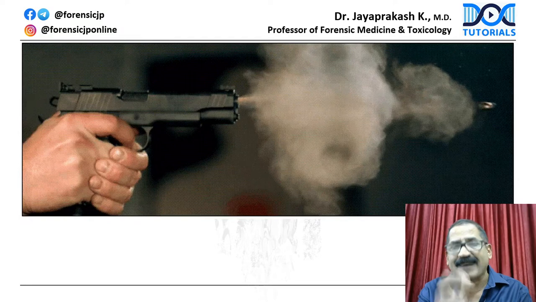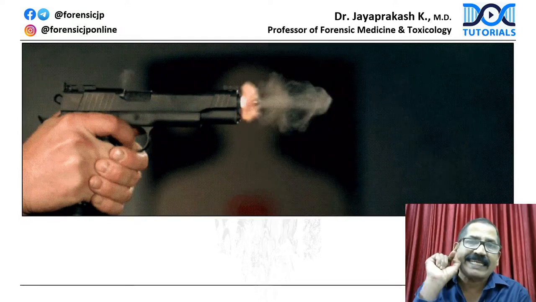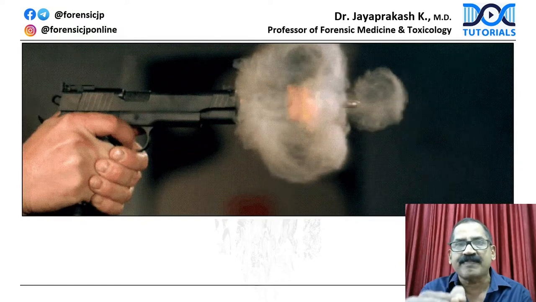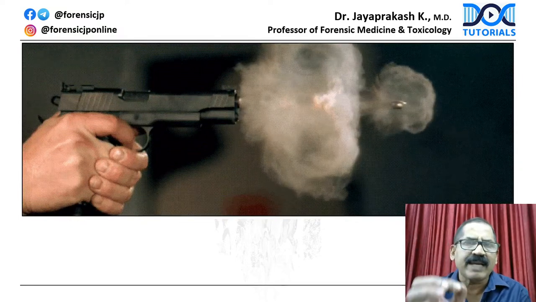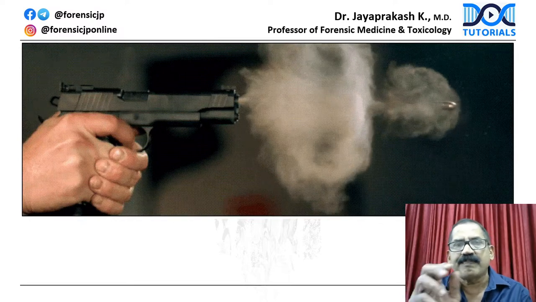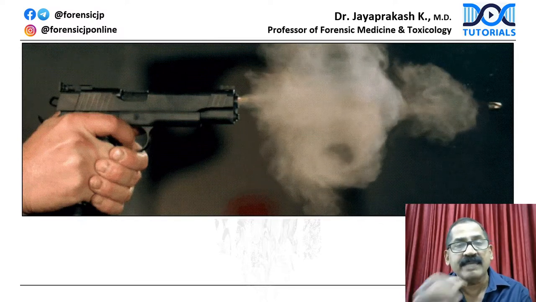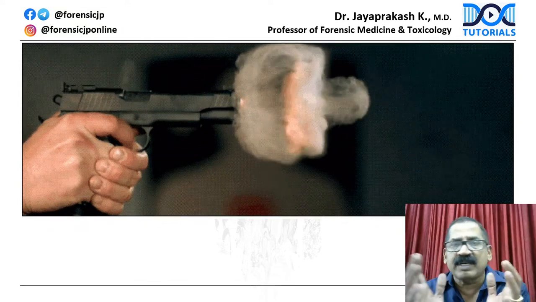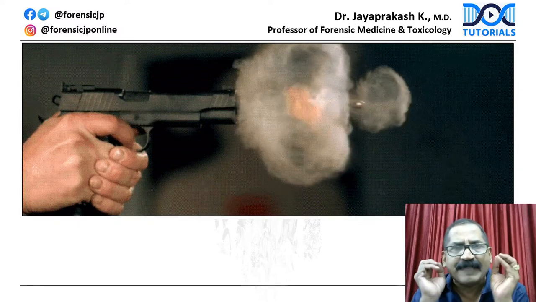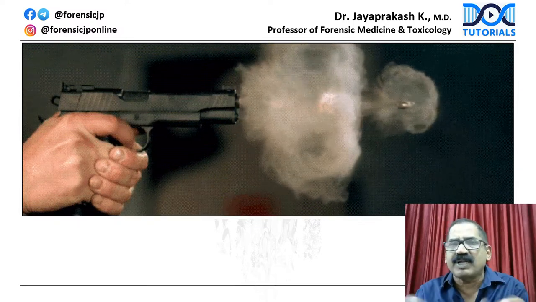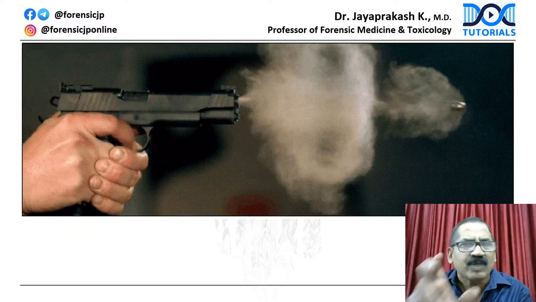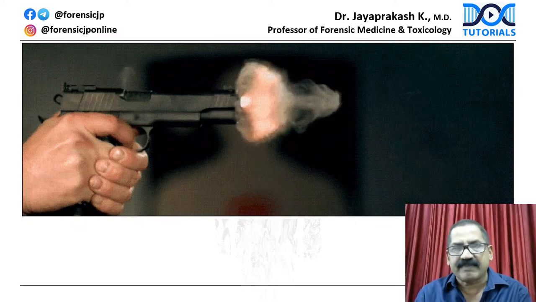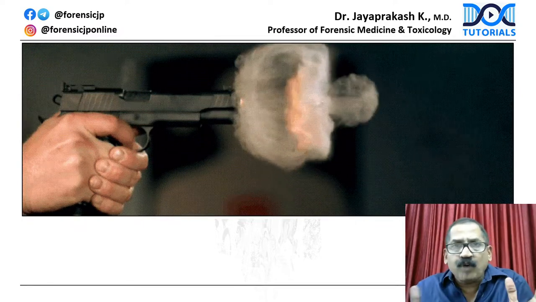When the trigger is pressed, the firing pin hits the percussion cap that gives rise to a spark that burns the primer. Primer acts as a fuel. In turn, primer burns the gunpowder. Majority of the gunpowder is completely burnt. Some amount is partially burnt and some amount is unburnt. Okay. It produces an enormous amount of gases.